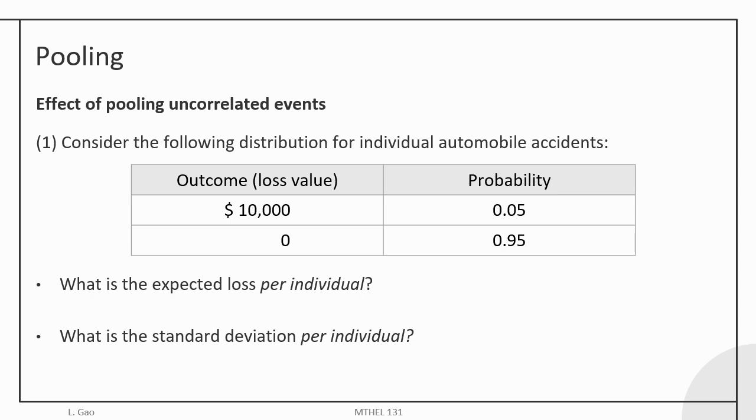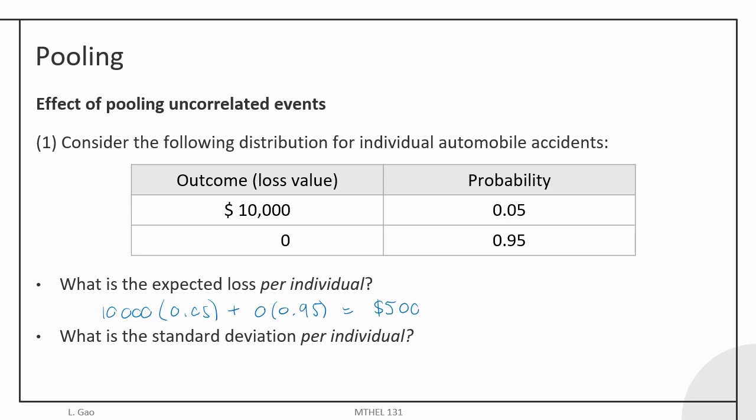And so if we consider the expected loss per individual, this is an individual auto accident, then the expected loss is just each outcome weighted by the probability of that outcome. So we have a $10,000 loss weighted by the probability 0.05, plus 0 as the other outcome weighted by 0.95. I flipped the probabilities earlier. And so the overall expected loss in this case would be $500.